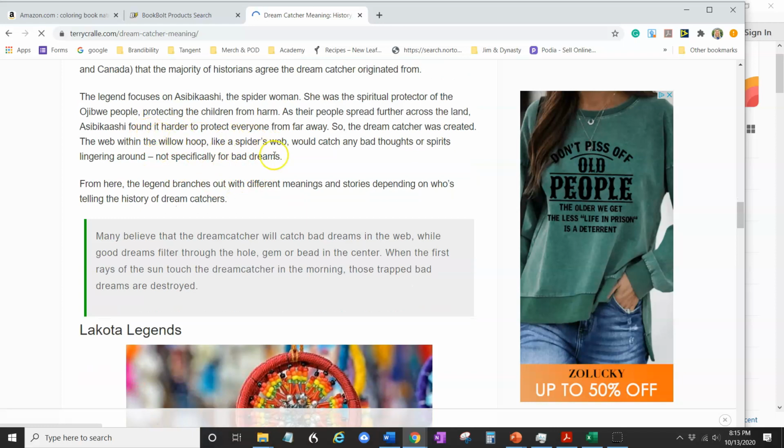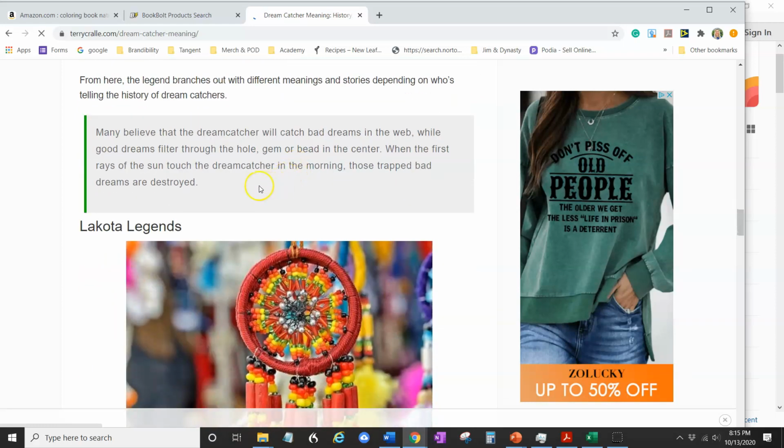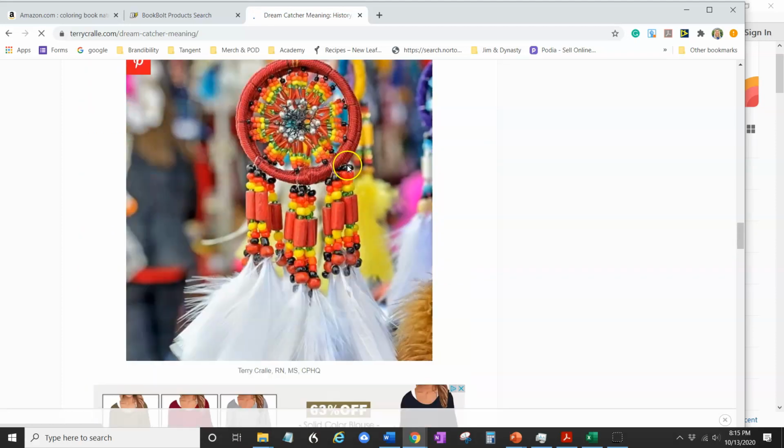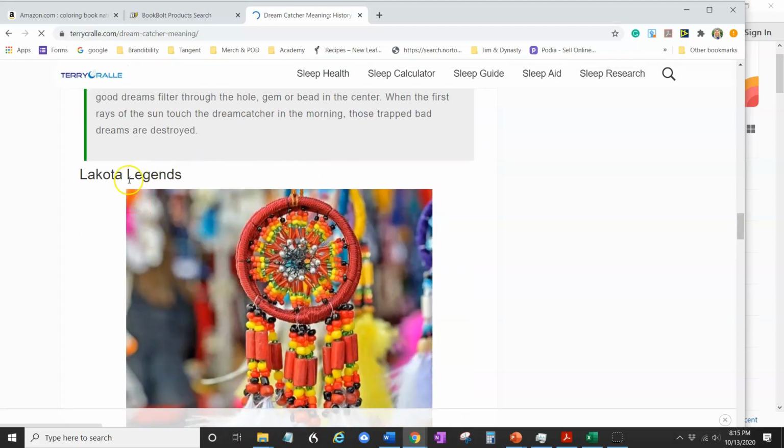Now, spiders' webs, like you can use some of this imagery and try and put these in your keywords of people who are really into, maybe you could make a specific one with Lakota legends. Oh, that might be a really fun coloring book, right?